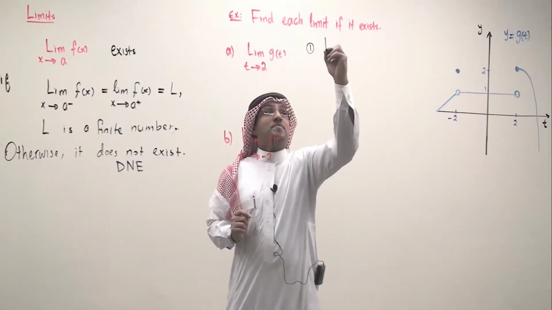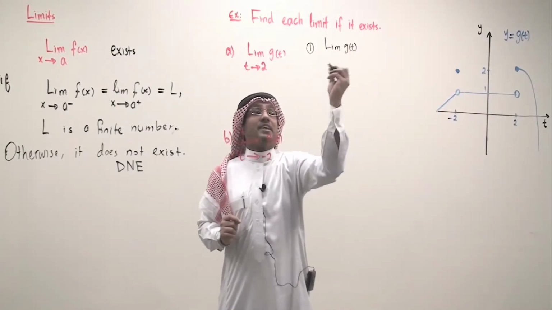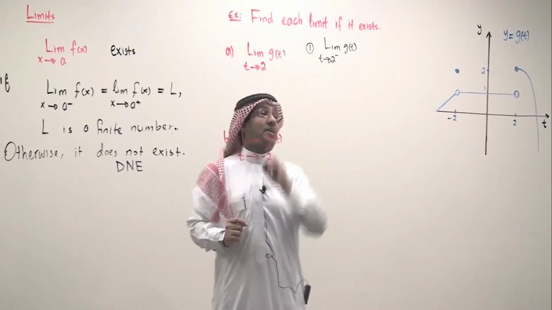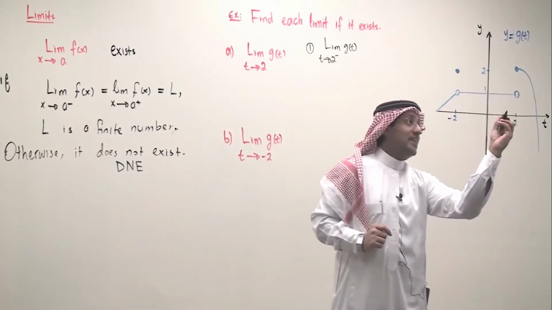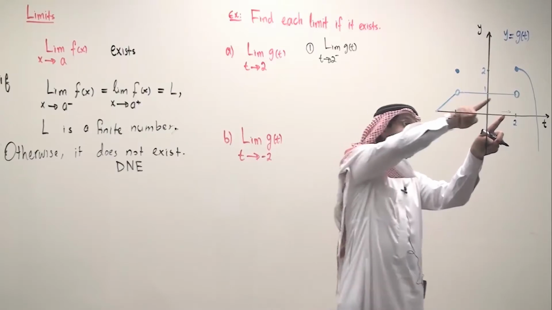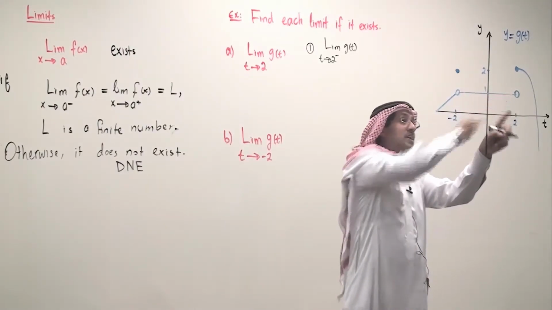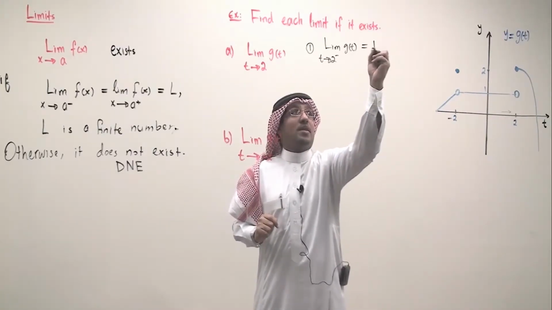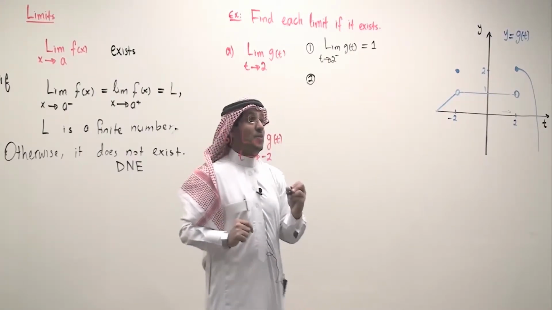So the limit of g of t, let me take first t goes to 2 from the left side. As t goes to 2 from the left side, it is from this way. If you just track the y values as you approach 2 from the left side, it will be 1. So this limit is just 1.